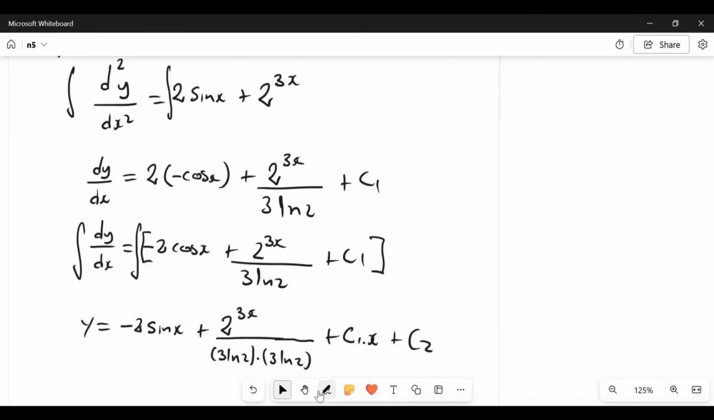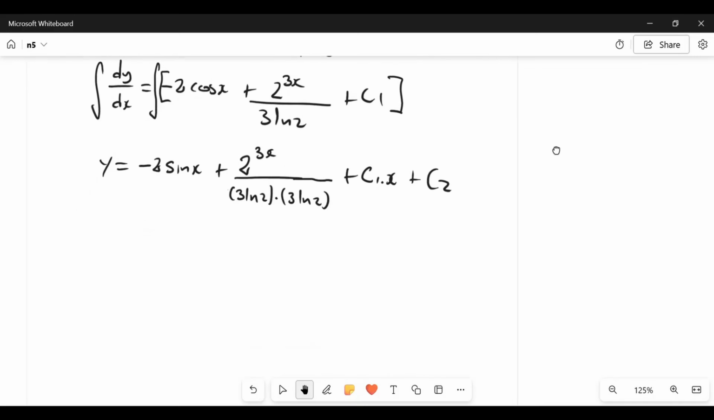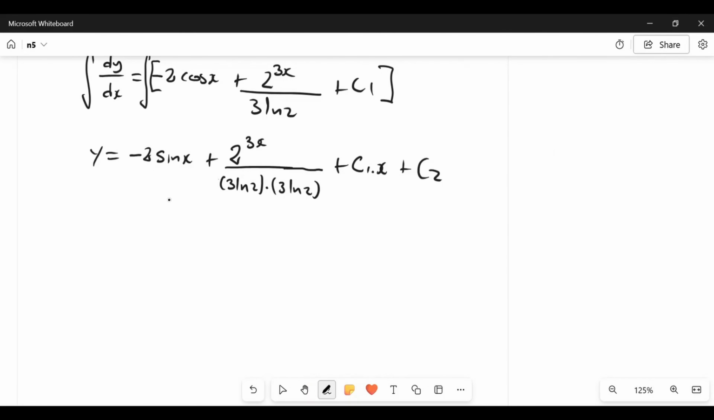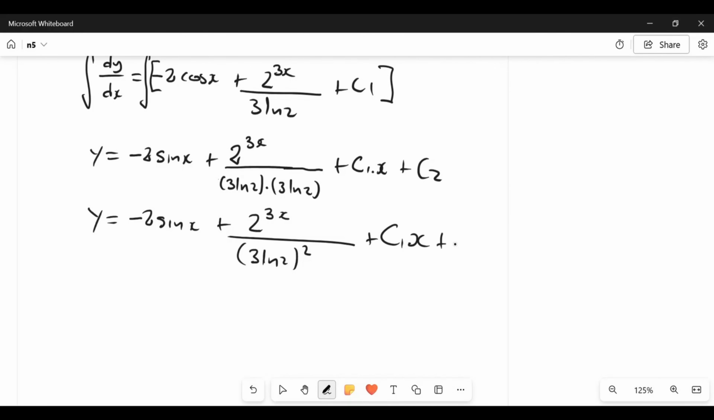So let's simplify this, and then we have our final answer. When we simplify this, y is going to be equal to negative 2 sine x plus 2 to the power of 3x divided by, let's open bracket, 3 ln 2, then we square it, plus c1x plus c2. So here, this is our final answer, guys.